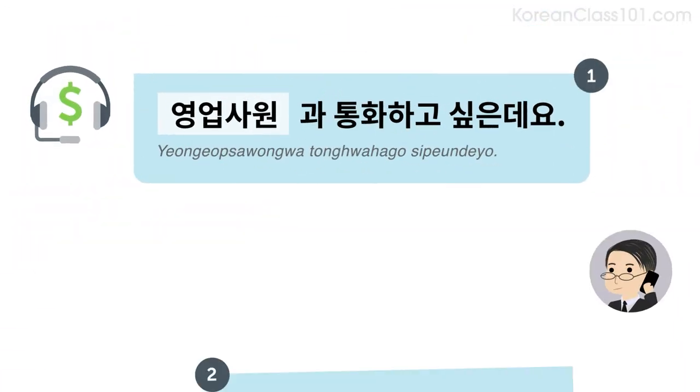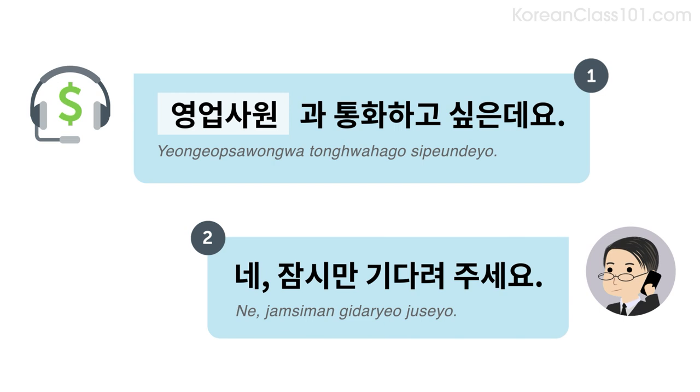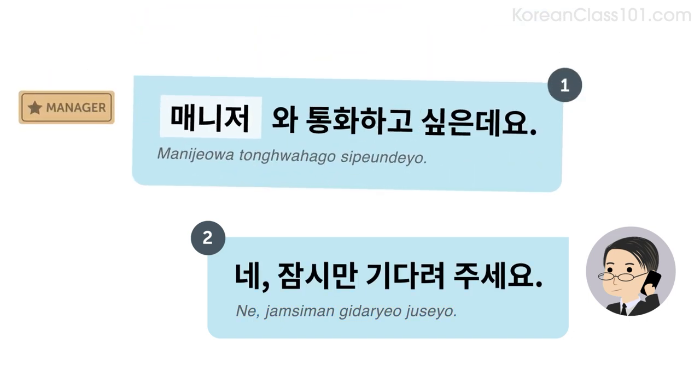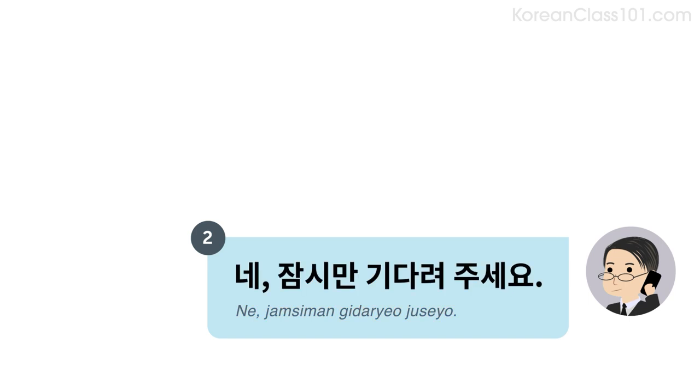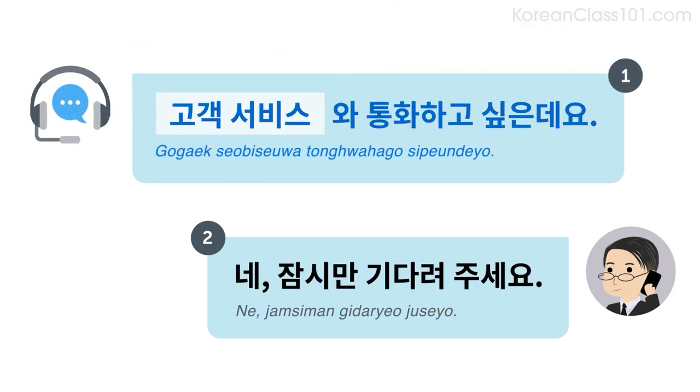Let's look at some examples. Listen and repeat or speak along with the native speakers. 영업사원과 통화하고 싶은데요. 네, 잠시만 기다려주세요. 매니저와 통화하고 싶은데요. 네, 잠시만 기다려주세요. 고객 서비스와 통화하고 싶은데요. 네, 잠시만 기다려주세요.